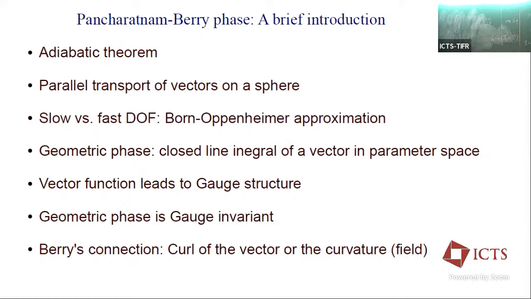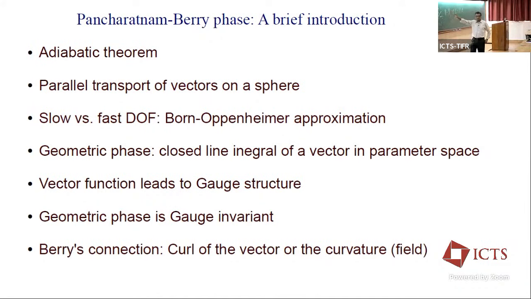And the geometric phase, because it is a closed integral in vector space, depends on the path, on the geometry, but not on any dynamical quantities. A vector function leads to gauge structure, as I showed here. So it is not necessary that the gauge field arises only from charged particles, only in the case of electromagnetism. That's why this Berry phase connection is most important. Theoretically, it is quite general.